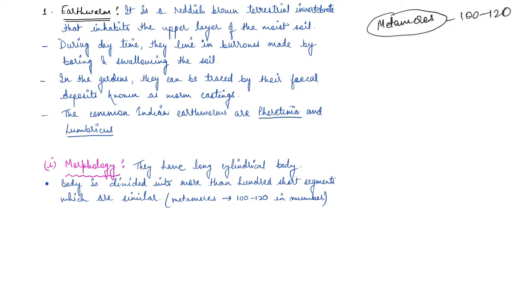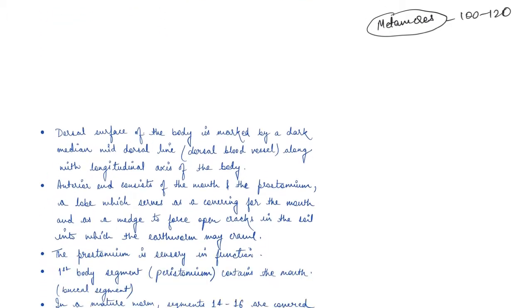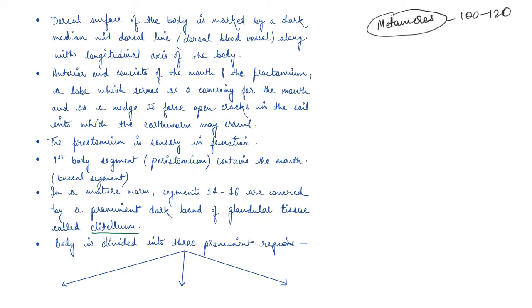Now, basically the dorsal surface of the body, if you see the upper side of the body, is marked by a dark median mid-dorsal line. That is nothing but the blood vessel. It's the dorsal blood vessel. We'll see this vessel when we study the anatomy and the blood vascular system. So they have a mid-dorsal line, which is the dorsal blood vessel, along the longitudinal axis of the body, right?